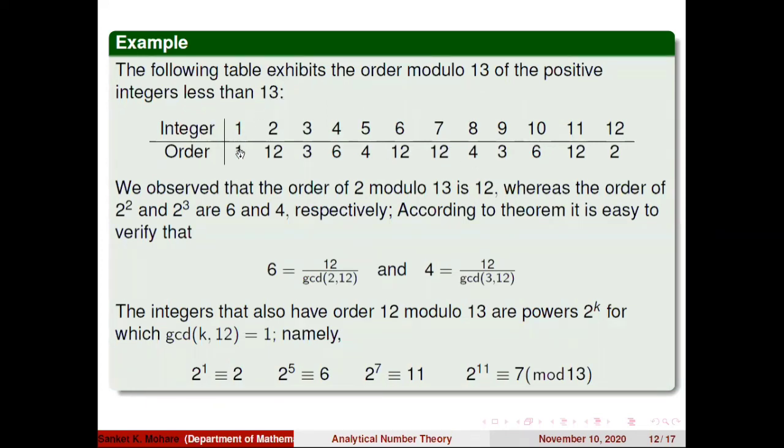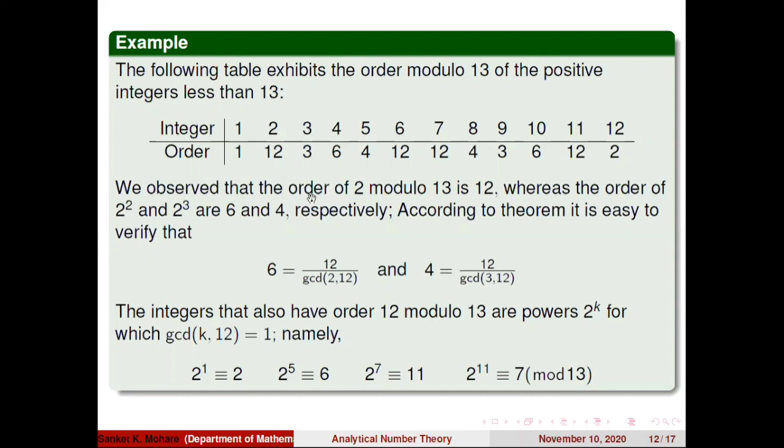So order of 1 is 1 with respect to 13. Order of 2 is 12 modulo 13. Order of 3 is 3 modulo 13. Order of 4 is 6. Order of 5 is 4. Order of 6 is 12. Order of 7 is 12. Order of 8 is 4. Order of 9 is 3. Order of 10 is 6. Order of 11 is 12. Order of 12 is 2. So I have calculated the order of all these integers modulo 13.